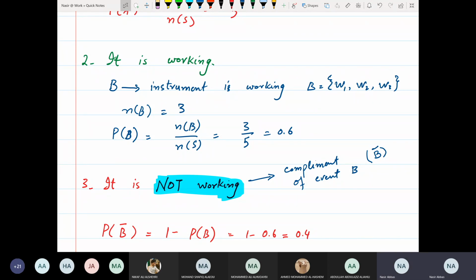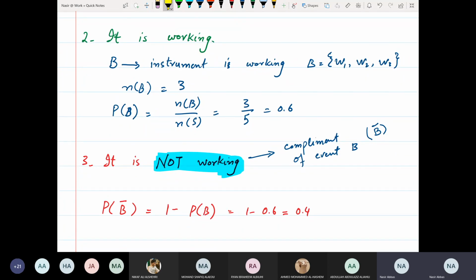Okay, before I move further to some complex problems, if anyone has any question from these 3 simple problems, you may go ahead now. Ryan Ibrahim. Doctor? Yes. In the complement, if we have 3 statements like working, broken, and half broken, will it be the same? If there are 3 categories, working, broken, and half broken, the general formula will be the same.